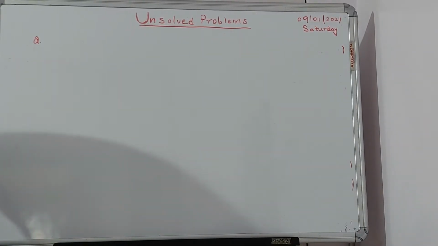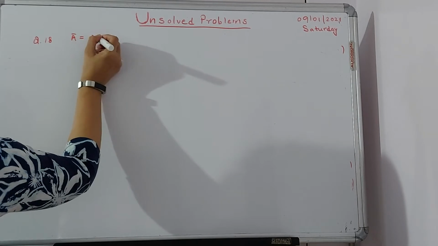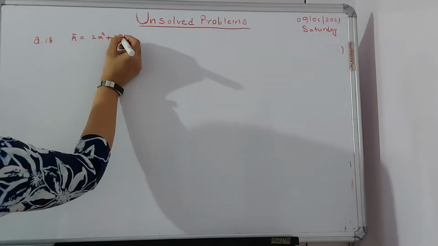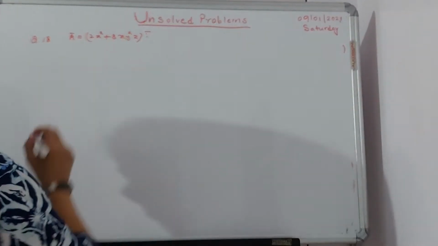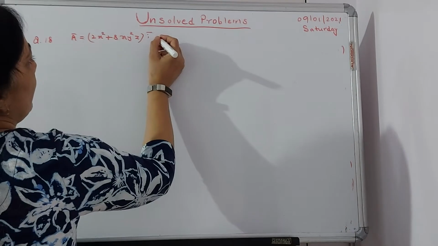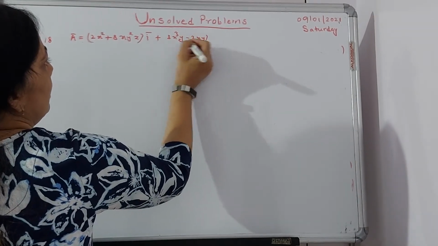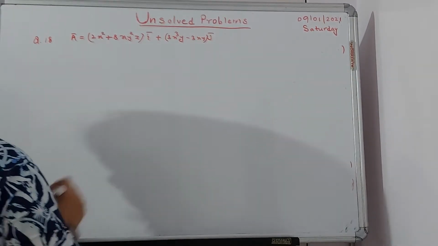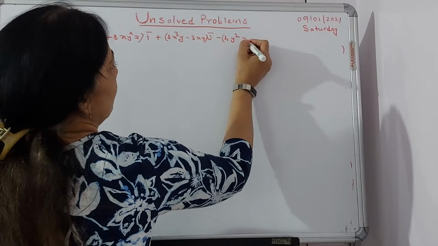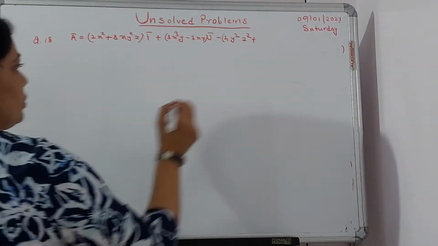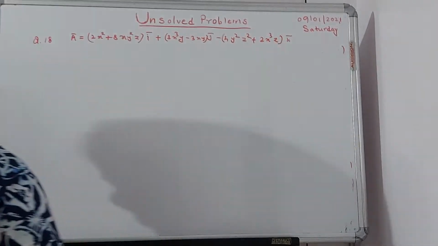Question number 18 says, show that the vector A is equal to (2x² + 8xy²z) i + (3x³y − 3xy) j − (4y²z² + 2x³z) k is not solenoidal.